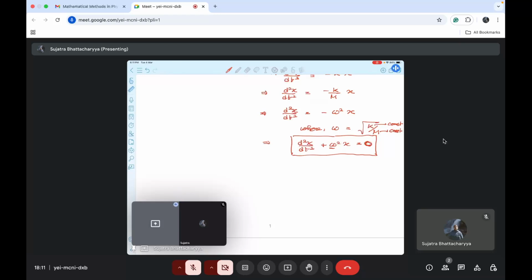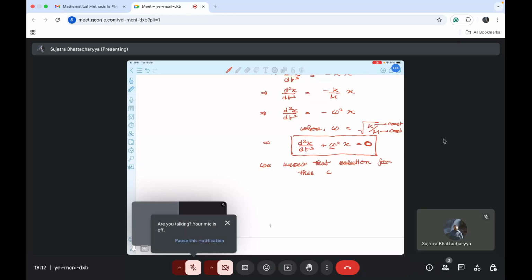So we know that only the complementary function, the complementary solution, will be there. So we know that the solution for this ODE will be x(t), sorry, x is the dependent variable, which depends on t, equal to a cos ωt + b sin ωt.